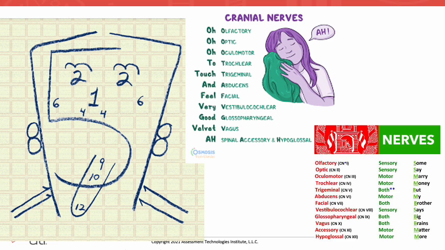Our 7th cranial nerve is the facial nerve, and that helps the muscles with facial expressions. It talks about taste on the anterior tongue and salivary glands and our lacrimal glands. We test this cranial nerve by asking an individual to smile and frown. And on the face, it's represented by the large 7s that make up the entire face.